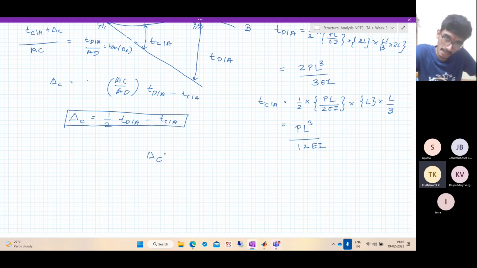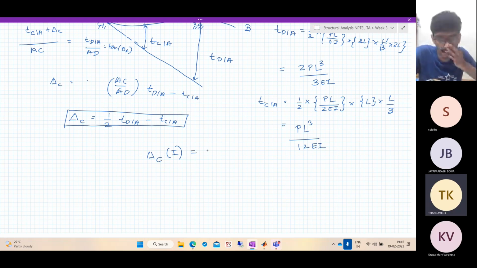Now what is delta C from problem 1? It is half of this one. So PL cubed by 3EI minus PL cubed by 12EI. So 1 by 3 minus 1 by 12 is 4 by 12 minus 1 by 12, which is 3 by 12, which is PL cubed by 4EI from the first problem.